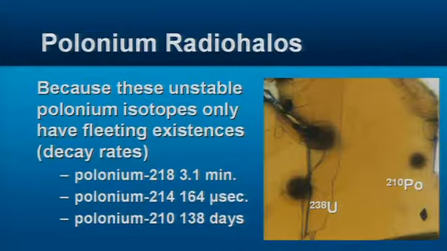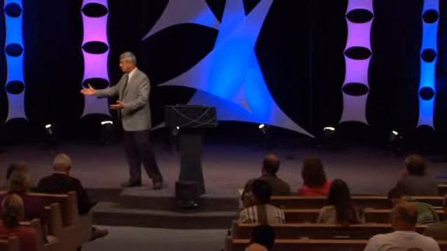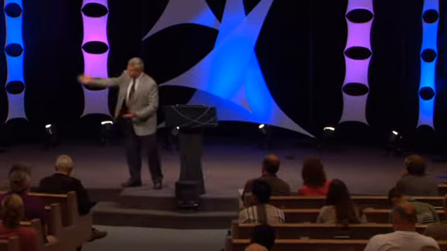And polonium-210, 138 days. Now, as some of you already know, it only takes 10 half-lives before virtually all of it has decayed away. So for 10 half-lives of polonium-218, that's only 30 minutes. For polonium-214, that's 16.4 microseconds. And it's all gone. So how do you form a halo in that time frame? That was the very tiny mystery.